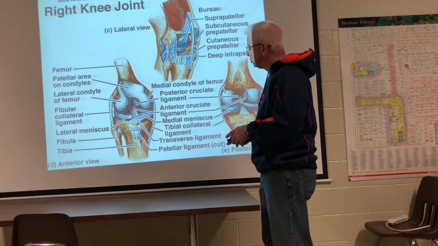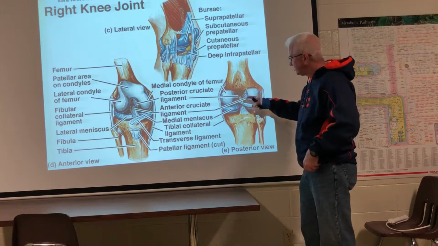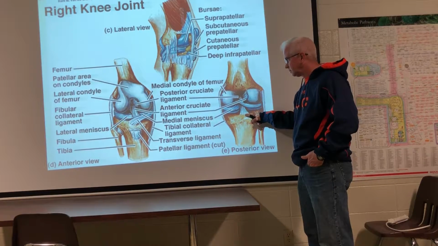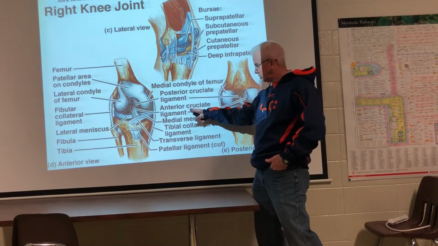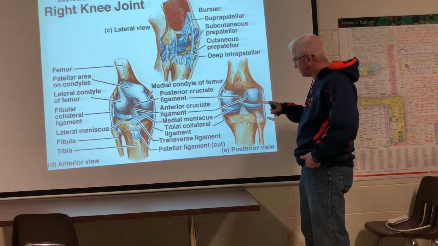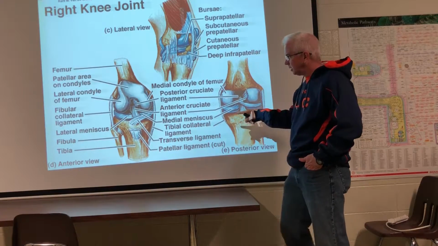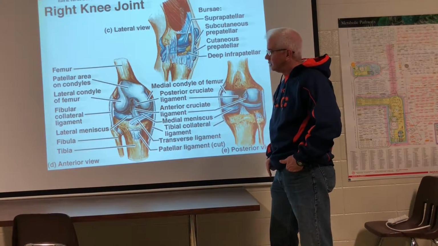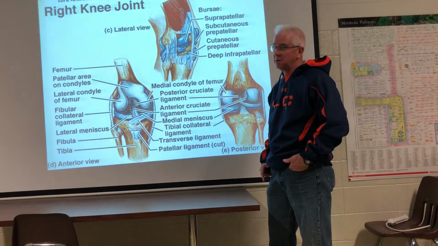So the anterior cruciate ligament attaches to the anterior intercondylar eminence of the tibia, and the posterior cruciate ligament attaches to the posterior intercondylar eminence. Now, the anterior cruciate ligament attaches to the lateral condyle, and the posterior cruciate ligament attaches to the medial condyle of the femur. So I don't know how to teach you a trick to remember that. That's something you have to just memorize.